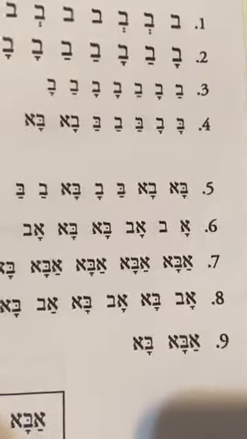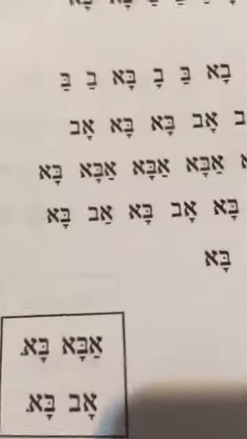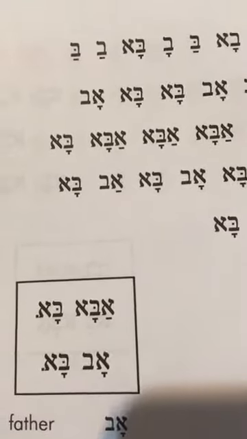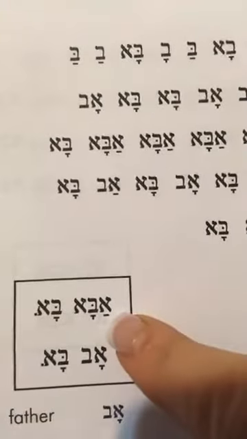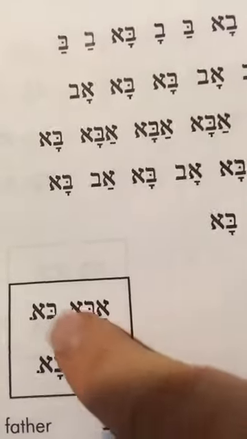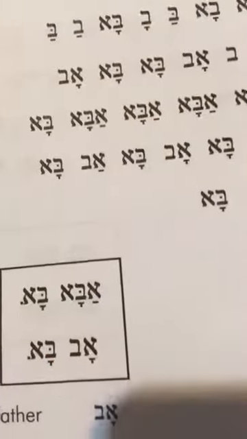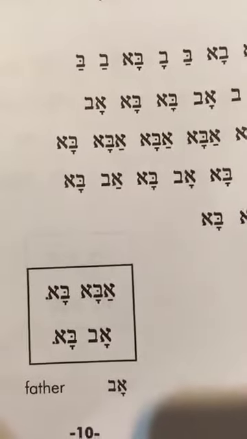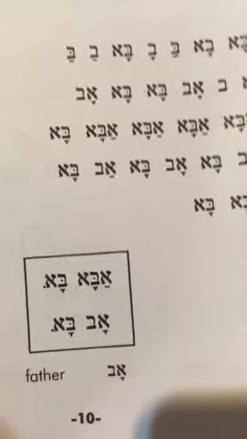Excellent. Very well done. Good job. You now can read 3 words in Hebrew. Abba, which means father. Of, which means father. And ba, which means is coming, is arriving. Abba ba. Abba's coming home. Abba ba. Av ba. Very good.